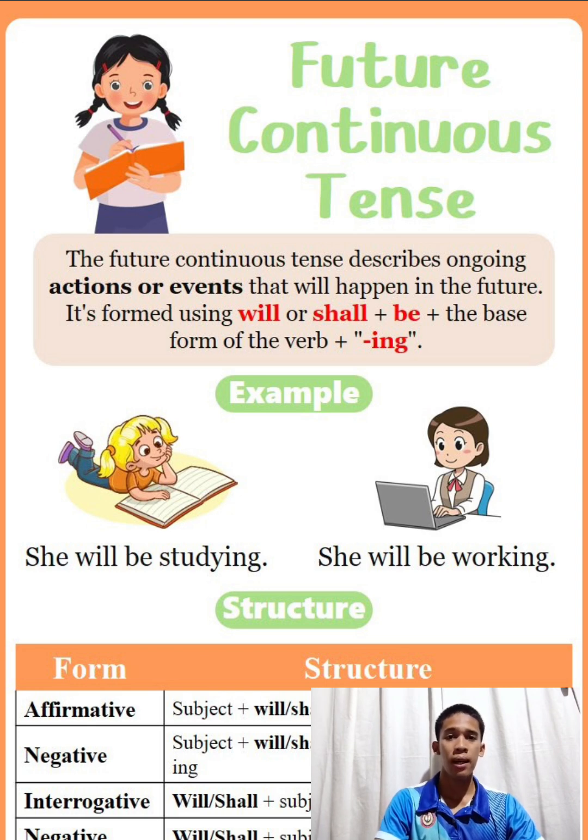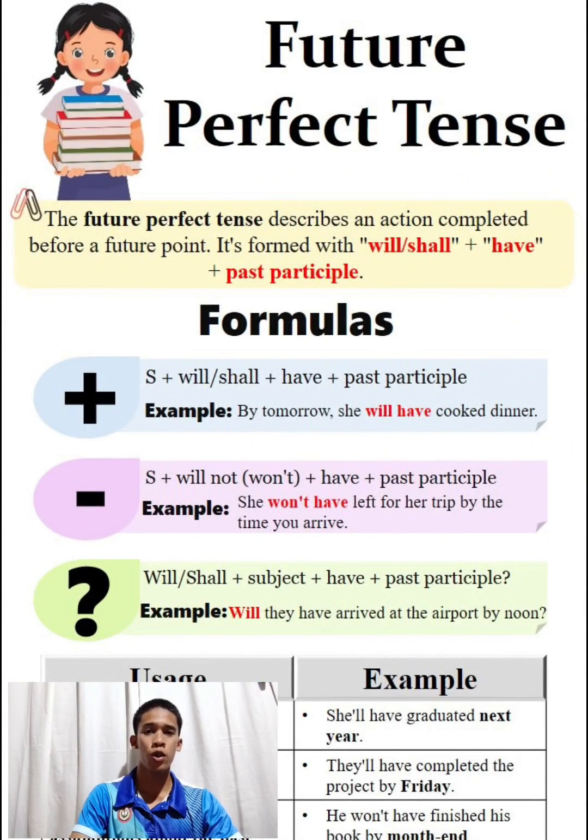Next is, next month, he will be traveling to Japan. And the third example is she will be cleaning her room. So those are the examples of the future continuous tense. So let's move on to the future perfect tense.